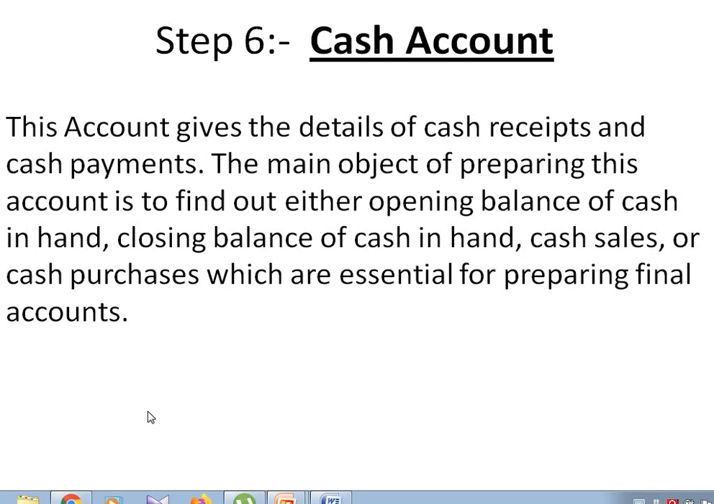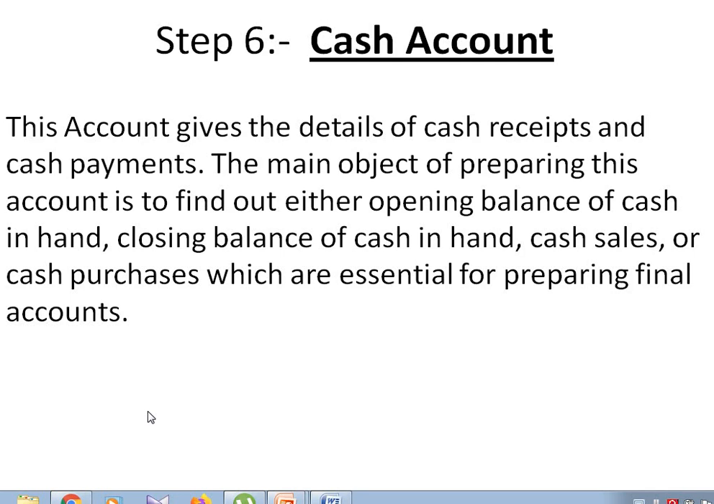The first one is to prepare the opening statement of affairs. Next is preparation of total debtors account. Next is preparation of bills receivable account. Next is preparation of total creditors account. And the fifth step is preparation of bills payable account. So these 5 steps we have already studied in the previous class. And the sixth step is preparation of cash account.